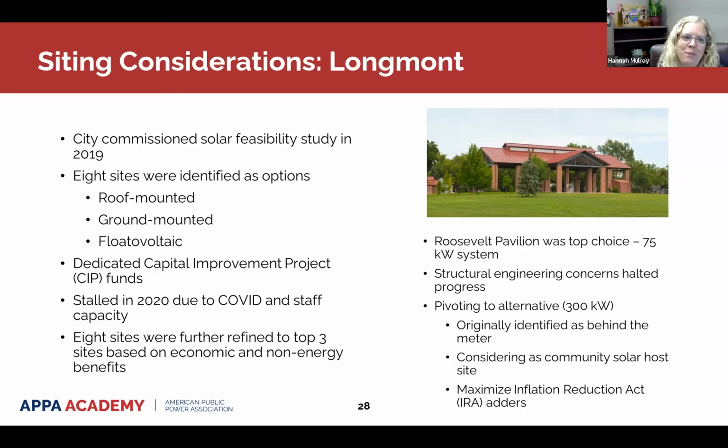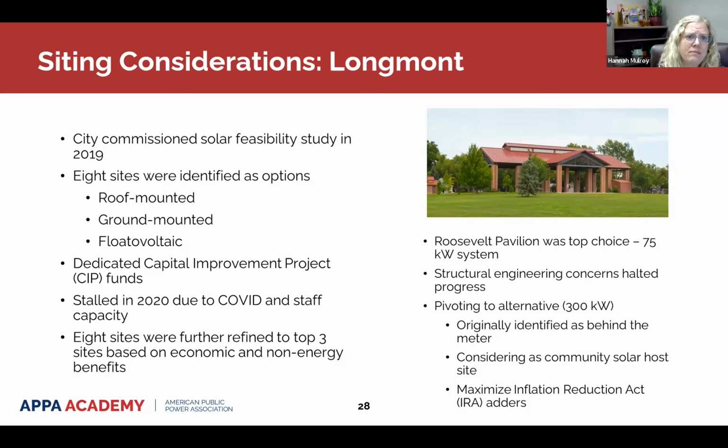Something I'd be willing to say is that even the perception of structural engineering concerns or land use conflicts can become an issue. So even if it's something you can technically overcome, oftentimes with city-owned facilities and land, there is some baggage and institutional knowledge about these sites that can make it a little tricky to navigate. We are pivoting to an alternative.